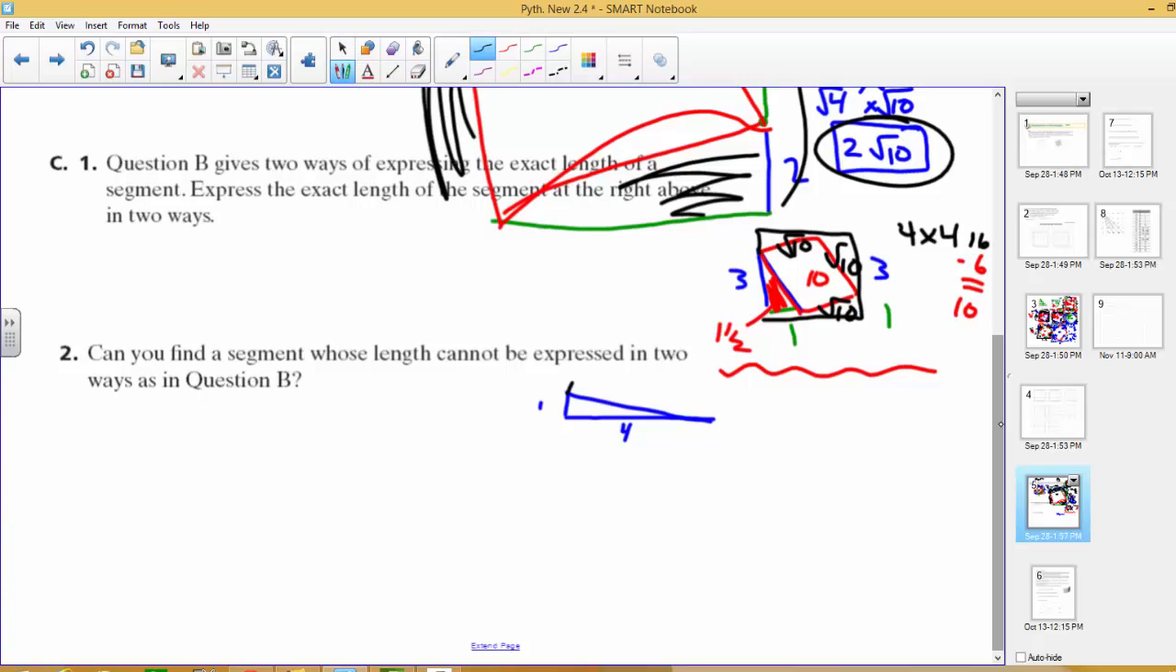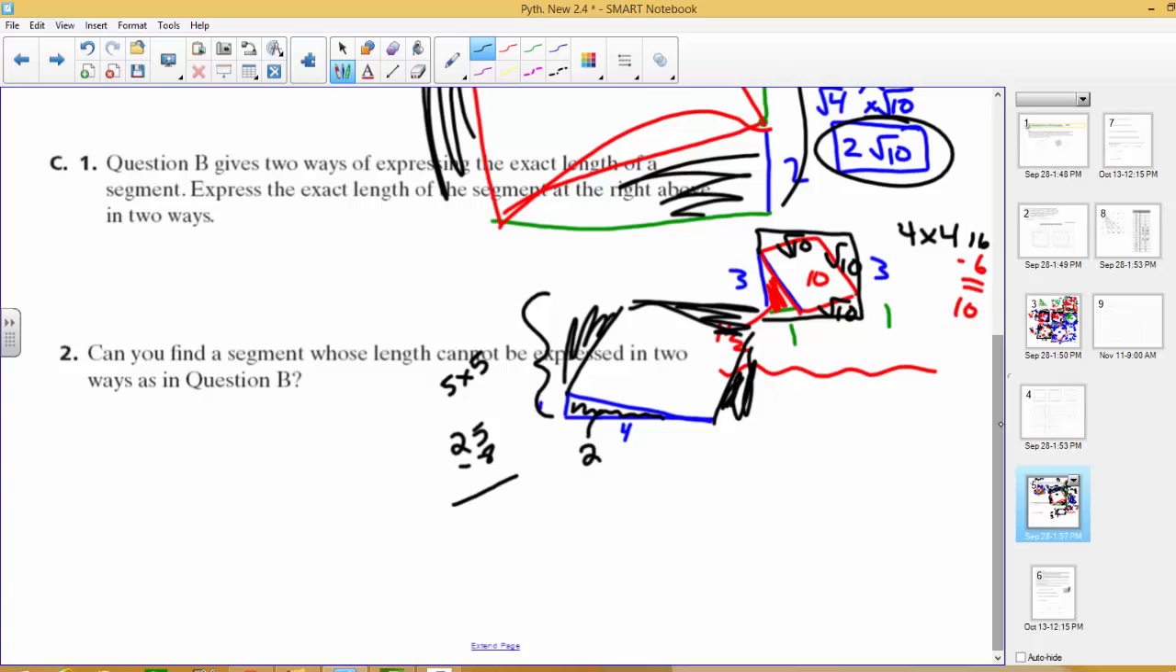Okay, so if you drew this square, this 4 by 1, the outer box would be a 5 by 5, which is 25. Each triangle is a 4 by 1. There's 4 of them. There's always 4 of them. So 4 by 1 is 2. 4 2s, 2, 4, 6, 8, is 8. So 25 minus 8 is 17. So the side length is the square root of 17.